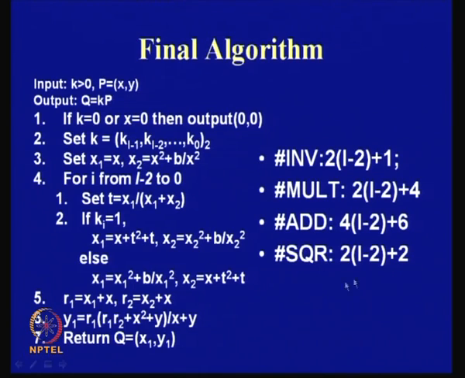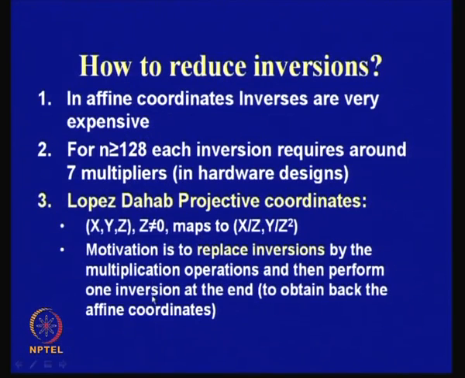Okay. So, you see that you still have to do this inversion operation a large number of times. And inversion is actually a very costly step in finite field operations, right. So, in order to reduce the number of inversions, these affine coordinate systems were converted into something called projective coordinates. Okay.